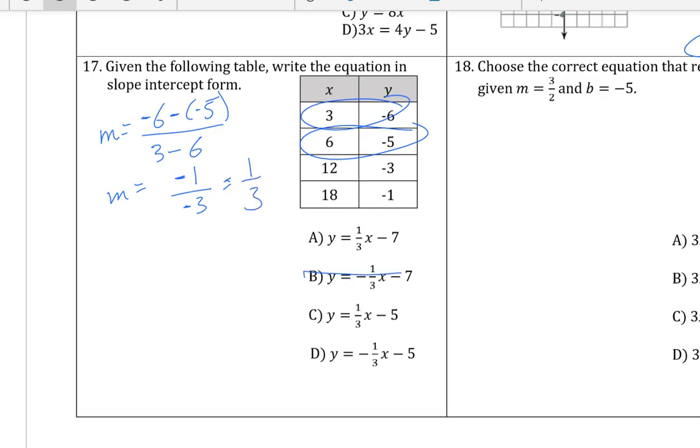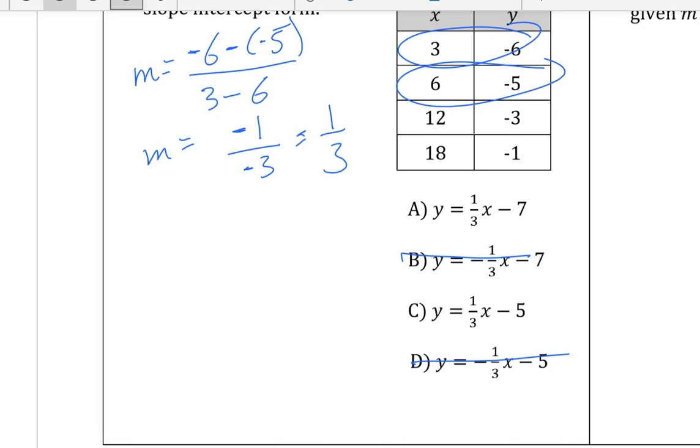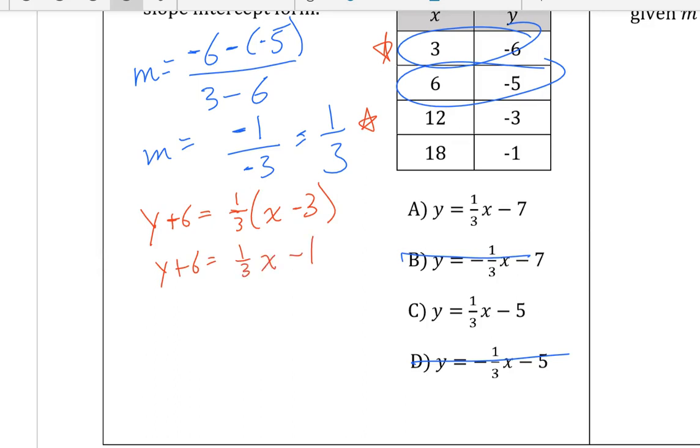So I can really quickly get rid of choice B and choice D. Now, if I want to find b, I'm just going to use point-slope form here, since we learned it, and I'm going to use this point here. So I have y minus -6, which is the same as plus. My m here is positive 1/3, x, and then it's a positive 3, so -3. So I have y plus 6 is equal to 1/3 x because I'm distributing -1. I'd subtract 6 from both sides, and I'd end up with 1/3 x minus 7 for our equation.